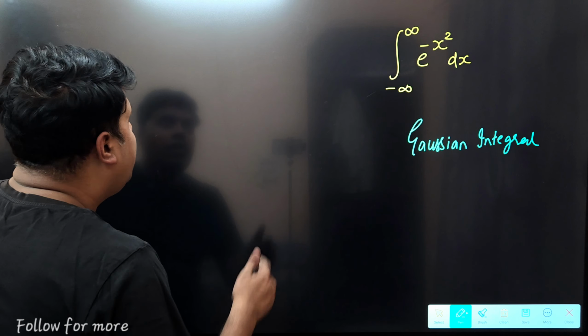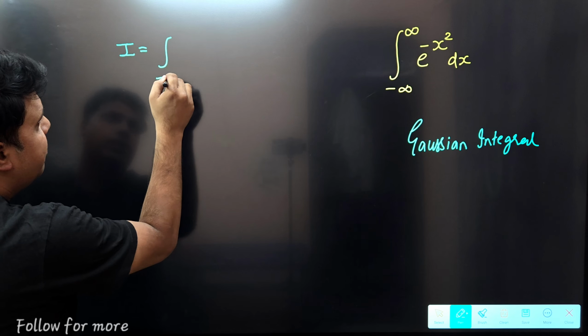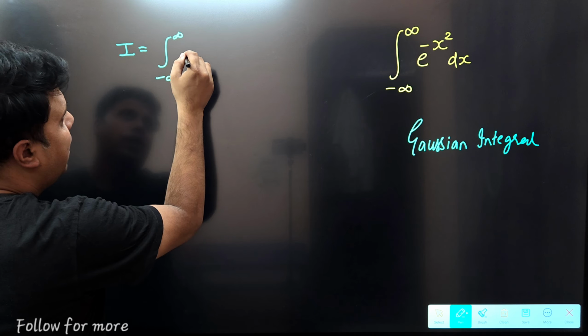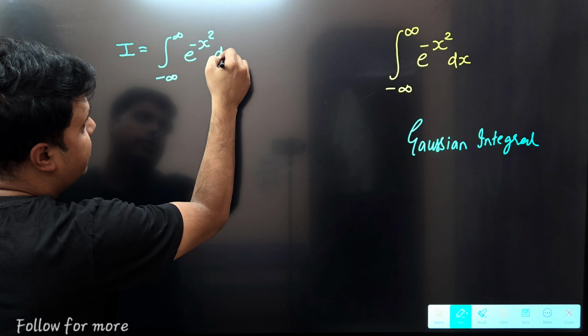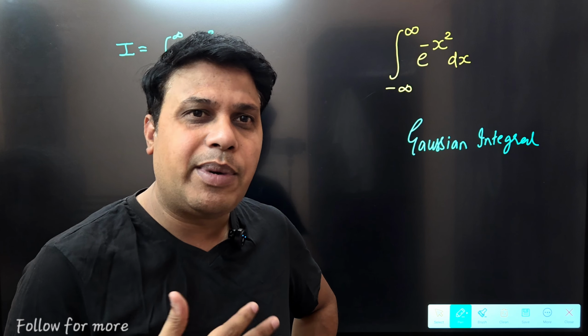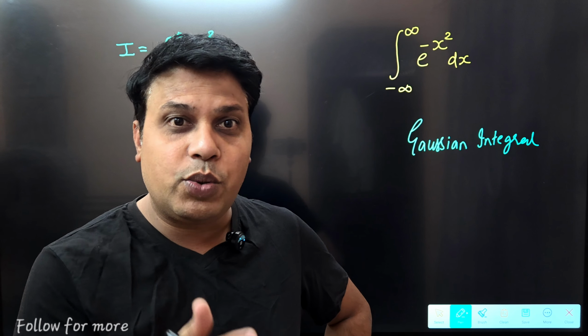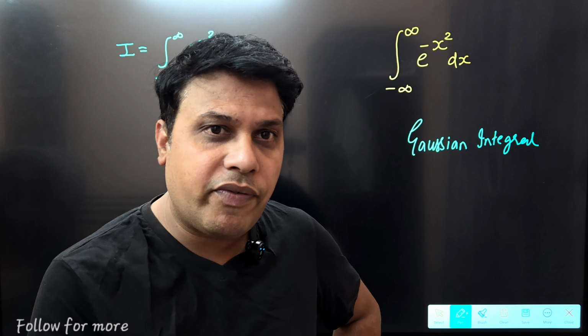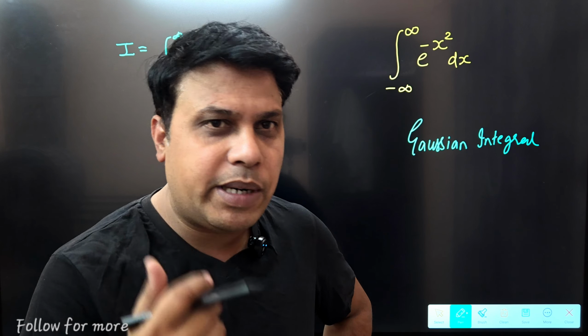Okay, so let us assume this integration as I. So this is minus infinity to infinity, e power minus x square dx, right? First of all, I'll be using some adjustments. As I told you, it is not a normal integration, so I cannot do this integration just by taking one variable. I have to do some adjustment in the higher mathematics, right?